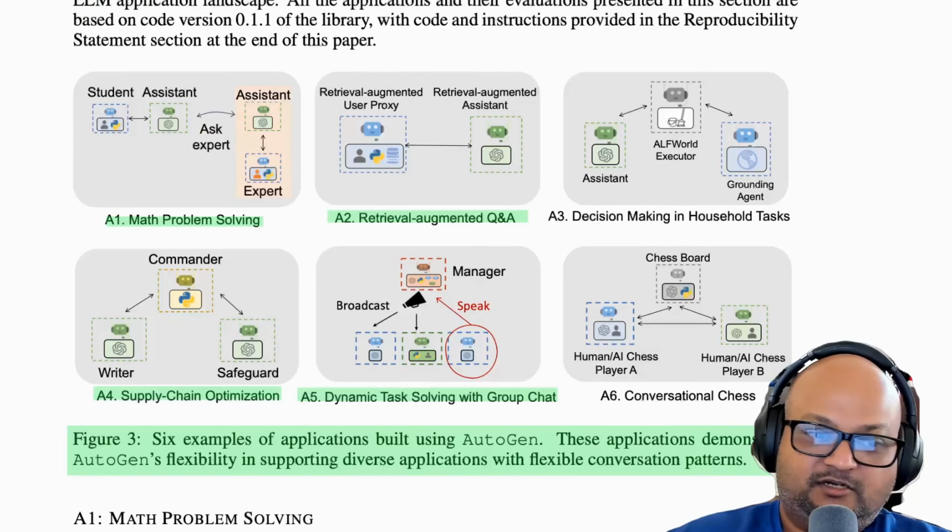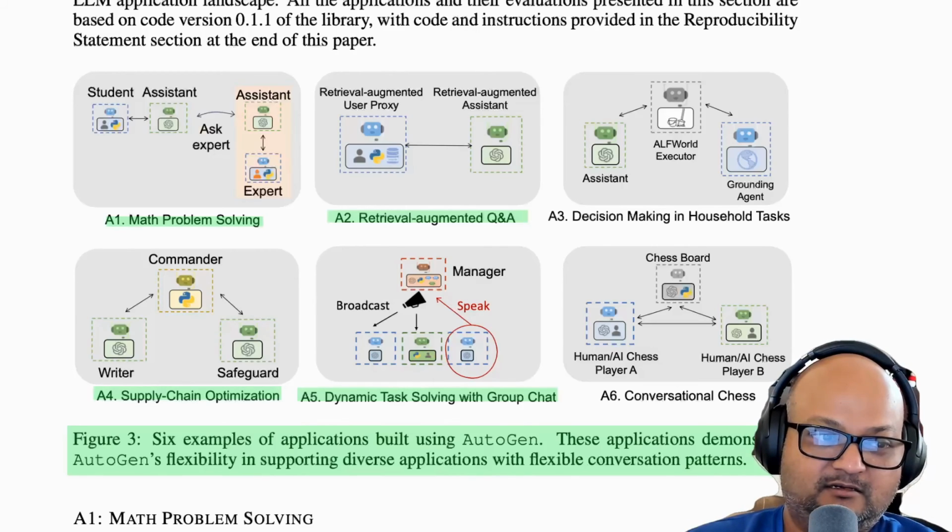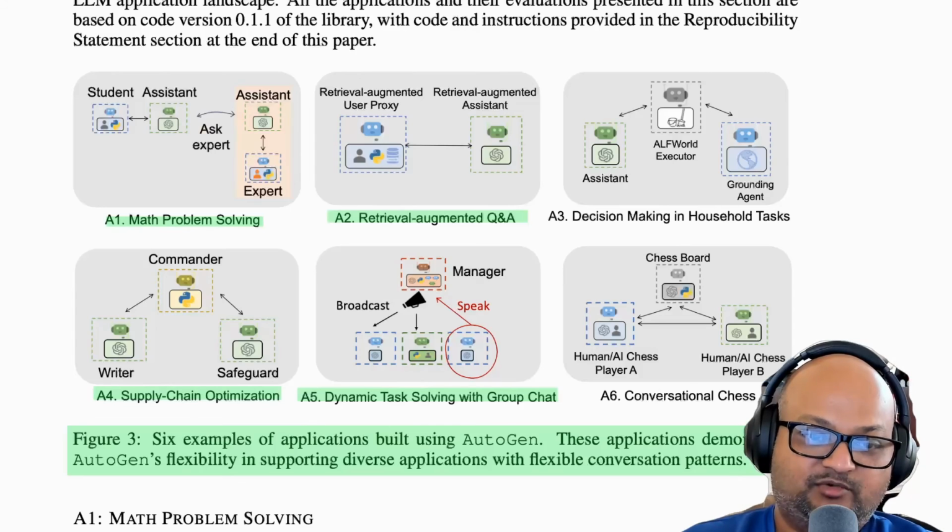The paper has a bunch of other pretty interesting examples, so I'd encourage you to check that out. But that was a quick look at a recent paper that presents a framework called AutoGen for writing and structuring agents and collections of agents that use LLMs.